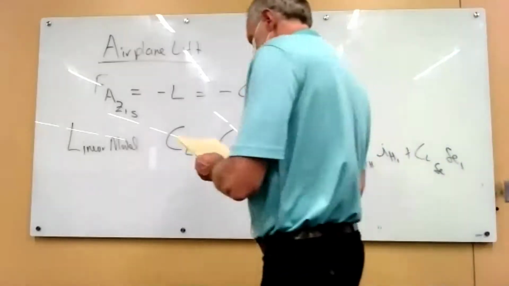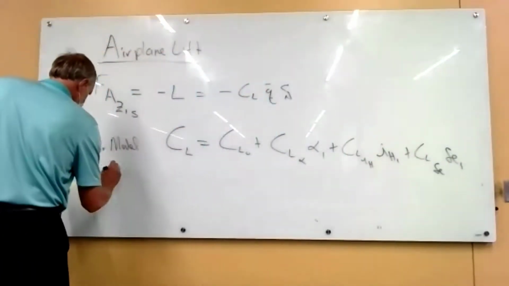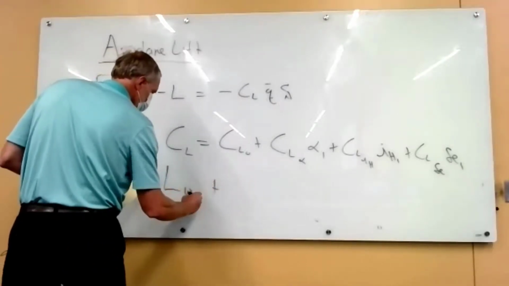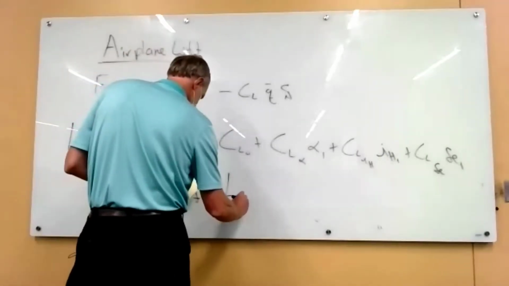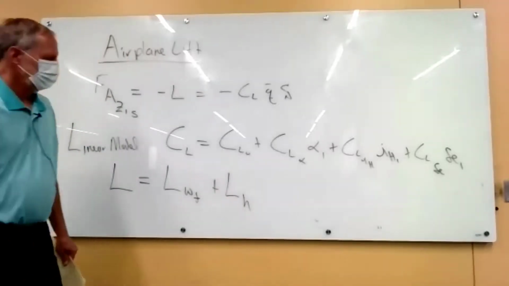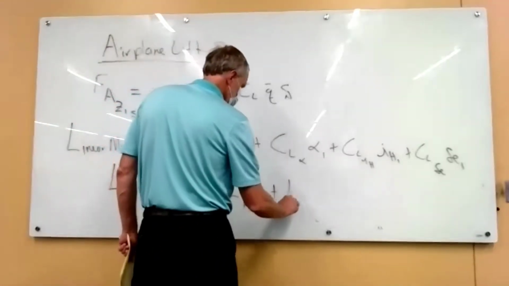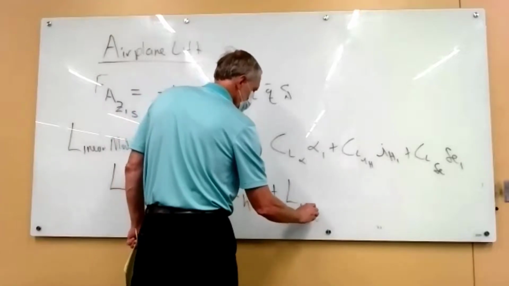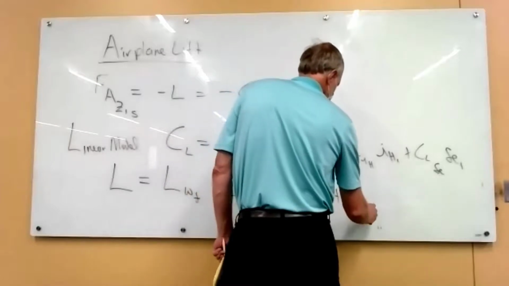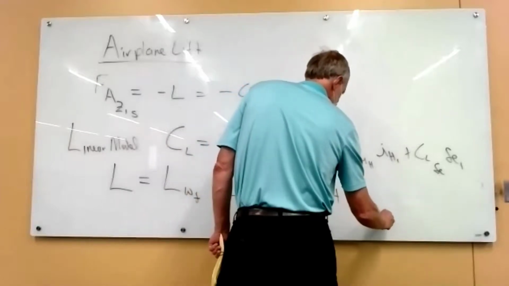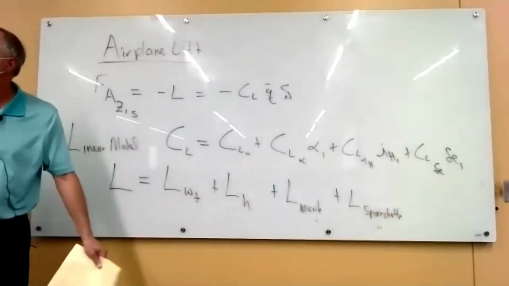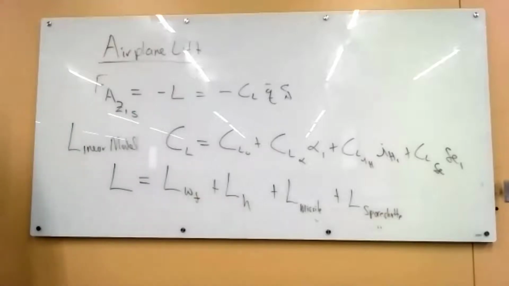All right, so the way we build this up is we talk about the lift as being the sum of two independent lift sources, the wing, fuselage, and the horizontal tail. If we had a missile, we'd have to add that. If we had the space shuttle on top of our airplane, which is not flying anymore, we'd have to add that. So really what you do is keep adding the lifts of each of the independent components.